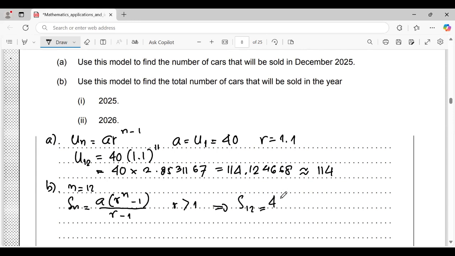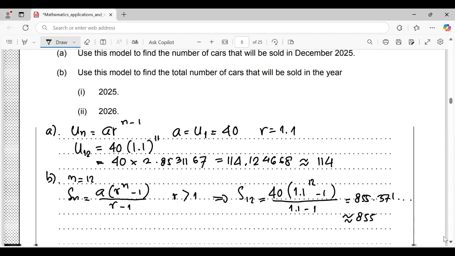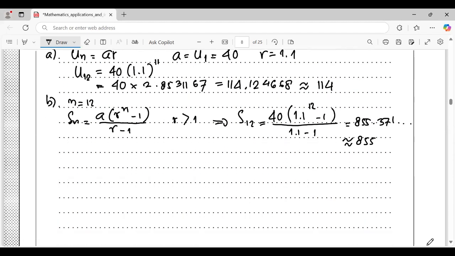A is 40. 40 times 1.1 to the power 12 minus 1, over 1.1 minus 1. And if you calculate, the result will be 855.371. This is a car, so we are going to round it to an integer, 855. Next. This is part one.